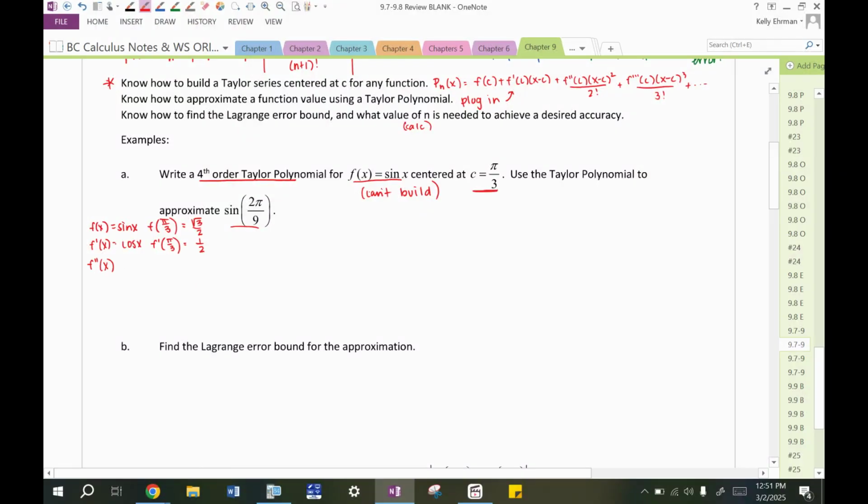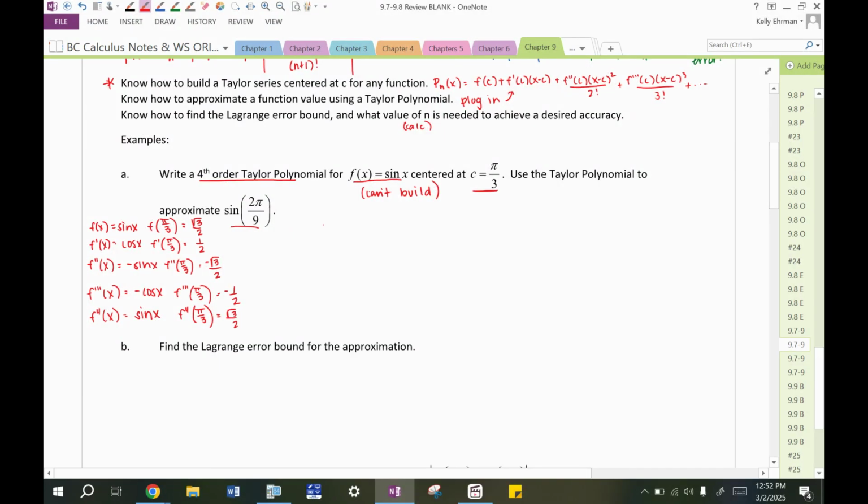f double prime of x is negative sine x. f double prime of pi over 3 will be negative radical 3 over 2. f triple prime of x is negative cosine of x. f triple prime at pi over 3 is negative 1/2. And the fourth derivative gets us back to sine x. For sine and cosine, it takes 4 derivatives; the fourth derivative will get you back to the original function. The fourth derivative evaluated at pi over 3 is radical 3 over 2.